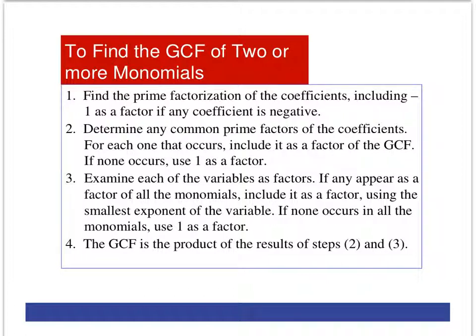Examine each of the variables as factors. If any appear as a factor of all the monomials, include it as a factor using the smallest exponent of the variable. If none occurs in all the monomials, use 1 as a factor. And then the GCF is the product, where you multiply them, of the results of 2 and 3.